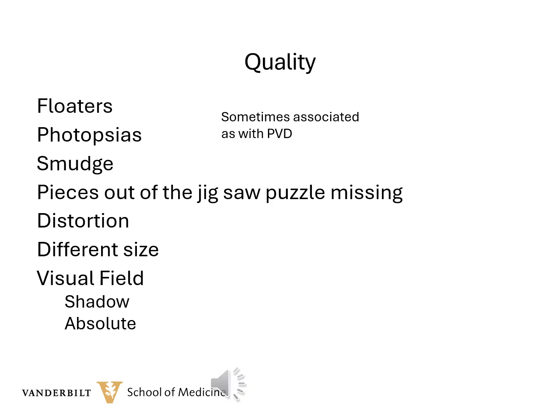Some people say, well, I have blurred vision. Well, what do you mean by blurred vision? Is there a smudge? Is there a distortion? Are pieces of the jigsaw puzzle missing? Are the images different sizes? So these are the different symptoms that patients may not be able to come up with the right wording on their own, but these are ones you can suggest for them. And sometimes they'll say, well, I've got a shadow or a curtain or a cloud in my field of vision. And so you want to know, is it right, left, up, or down? Is it absolute, or can they see through it? So these are the questions you want to ask about the quality of the patient's symptoms.